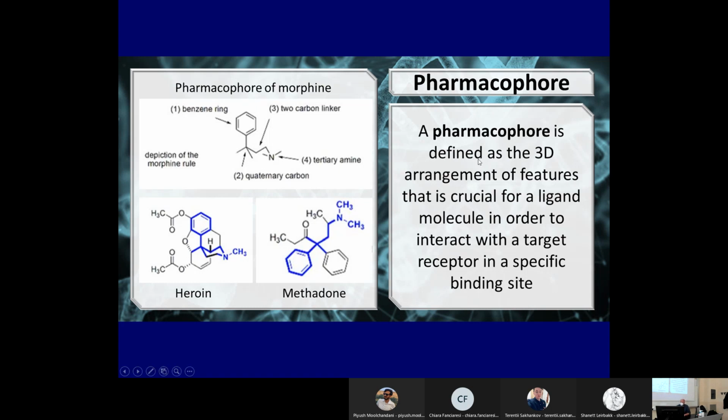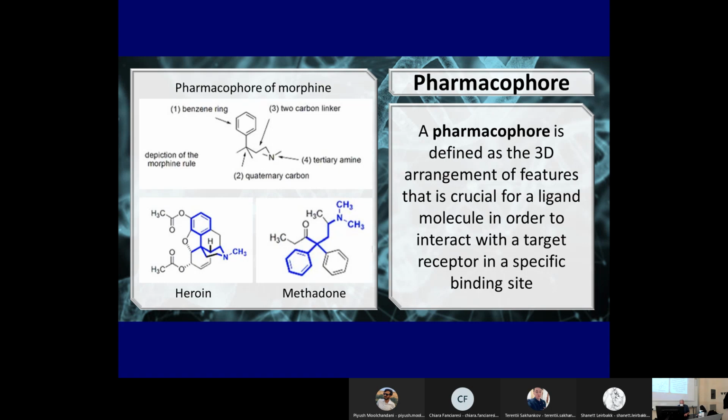A pharmacophore, we can read together the definition, is defined as the tridimensional arrangement of features that is crucial for a ligand molecule in order to interact with a target receptor in a specific binding site. Pharmacophore is the minimal chemical structure needed to have a specific interaction with a specific receptor.